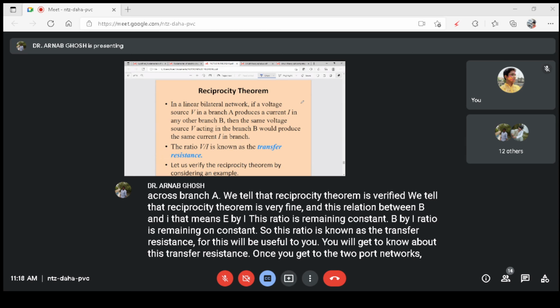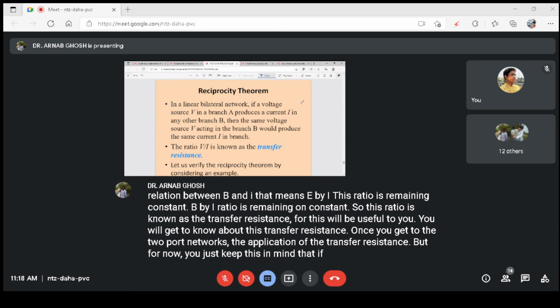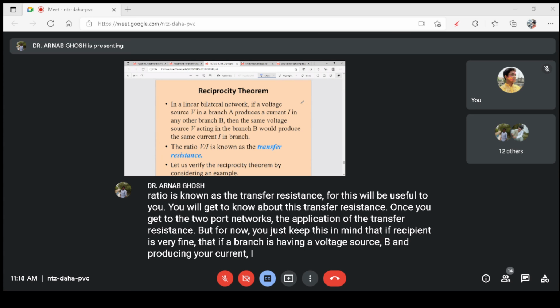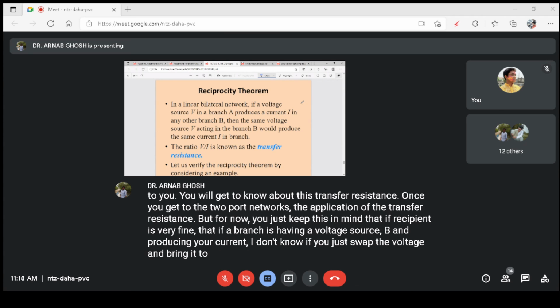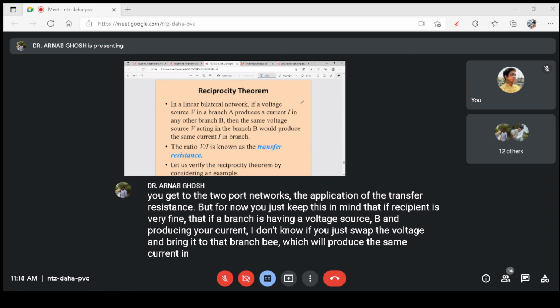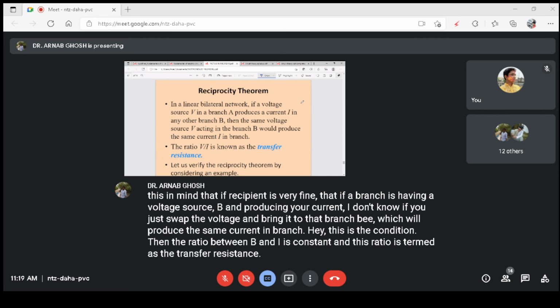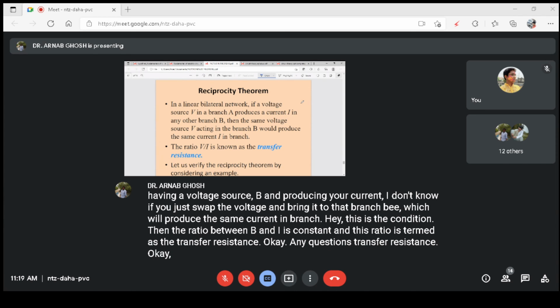You just keep this in mind that if reciprocity theorem is verified, that if a branch is having a voltage source V and producing a current, now if you just swap the voltage source and bring it to branch B, it will produce the same current in branch A. If this is the condition, then it's constant, and this ratio is termed as the transfer resistance. Okay. Questions? Transfer resistance? Okay. So we will show you.